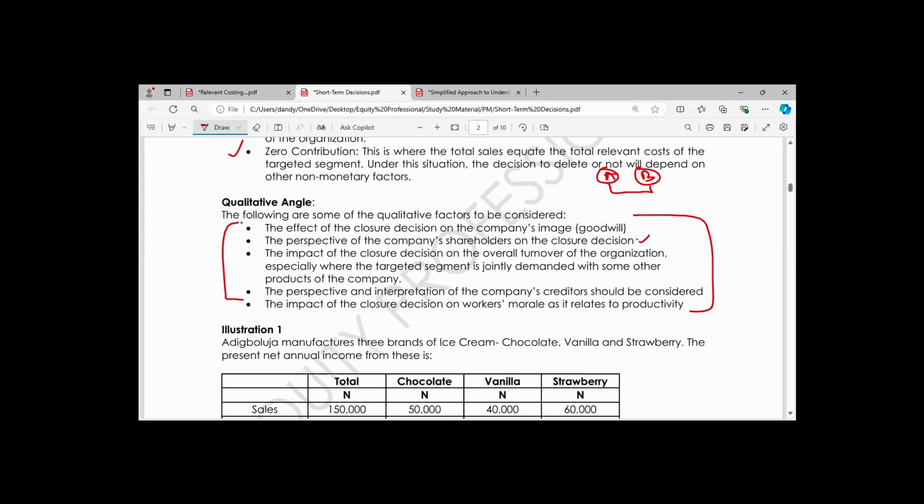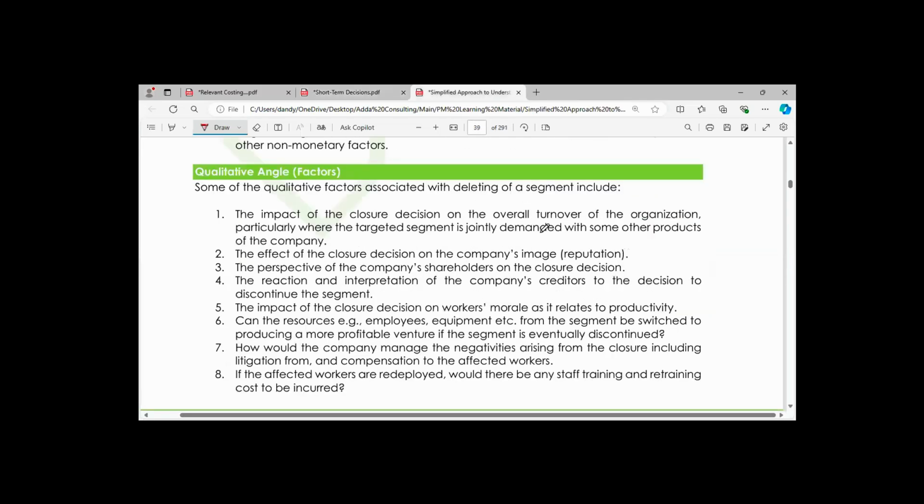All right. So next, you also need to consider the perspective and reaction of the company's creditors. People that have lent money to the company, the creditors that have advanced money to the company, are going to react to that closure decision. They will interpret it anyhow they like, so that's why it is important. The company should preempt what the likely things are that our creditors will do or say as a result of this closure decision. So it's important to take that into consideration.